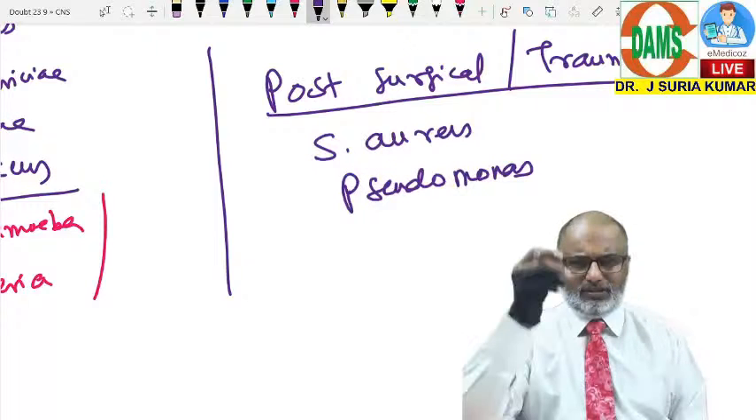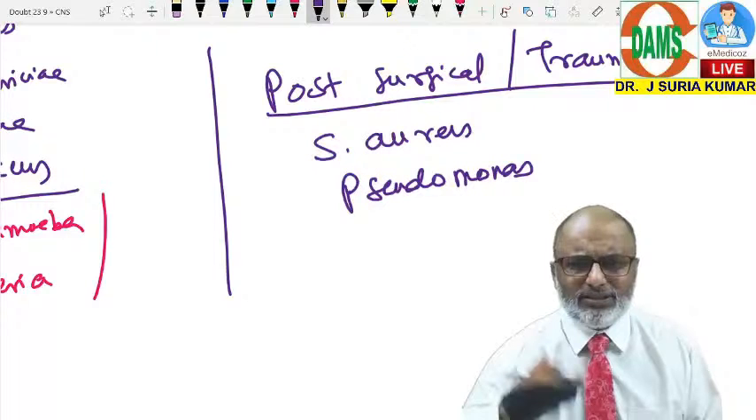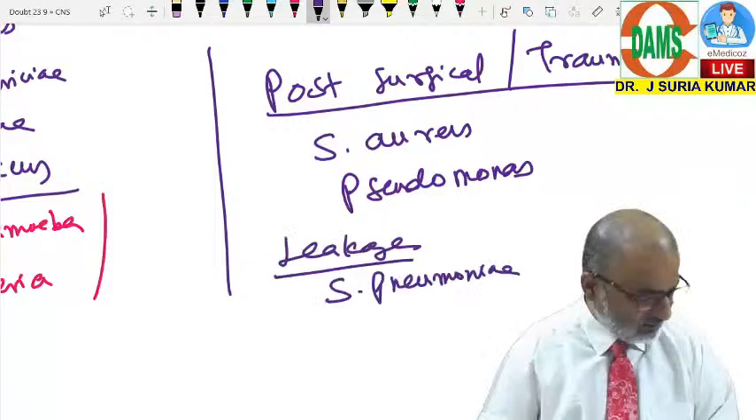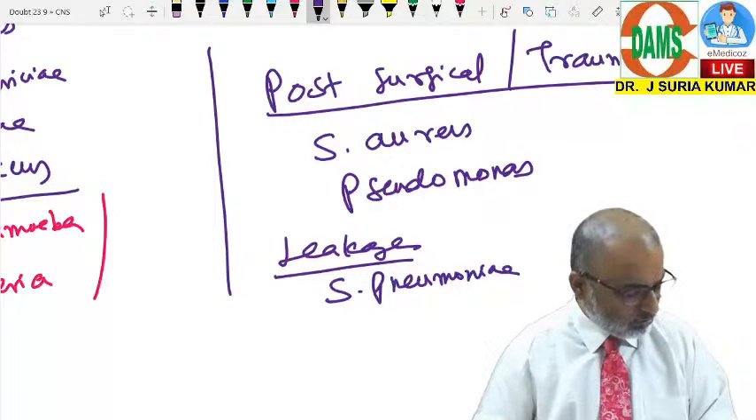Okay, any shunt, if persistent leakage in CSF, Streptococcus pneumoniae. These are all MCQs. Persistent leakage, Streptococcus pneumoniae. So just we have the etiological agent. In adolescent, most common is meningococci or pneumococci.